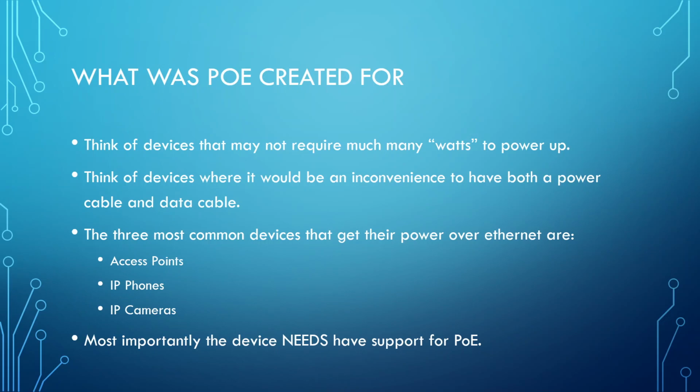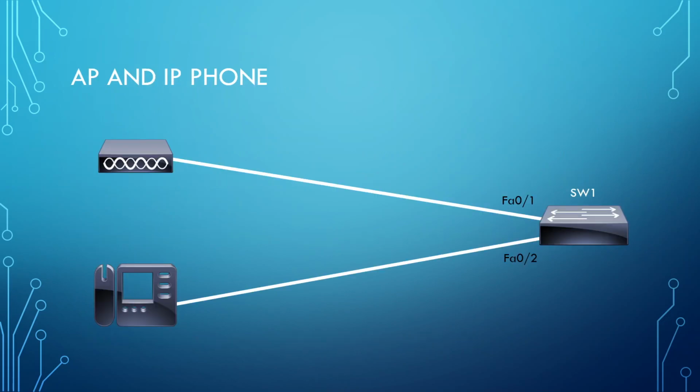The most important factor to consider is that the device we want to supply Power over Ethernet to has to actually support Power over Ethernet. The three most common devices that we will see use Power over Ethernet are going to be access points, IP phones and IP cameras, and that's in every organization. Access points and IP phones will be the most common type of devices which use Power over Ethernet.